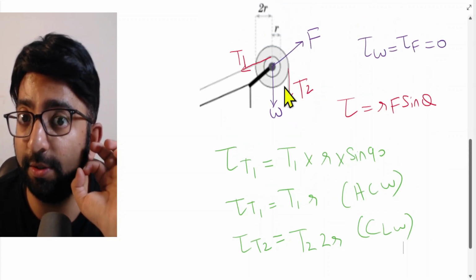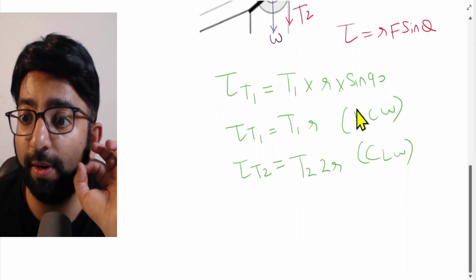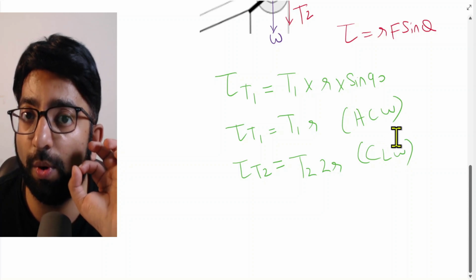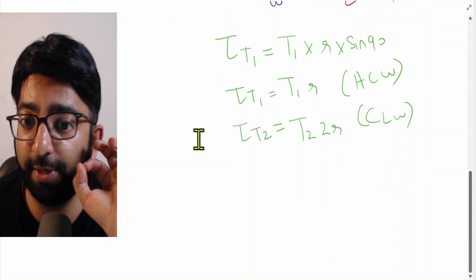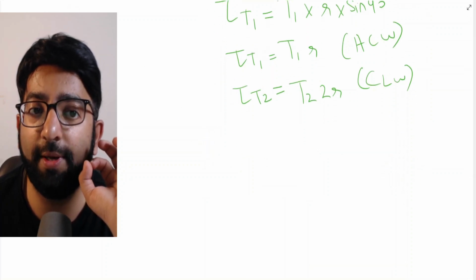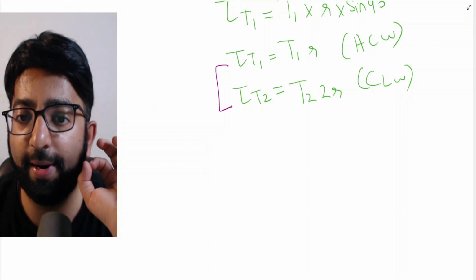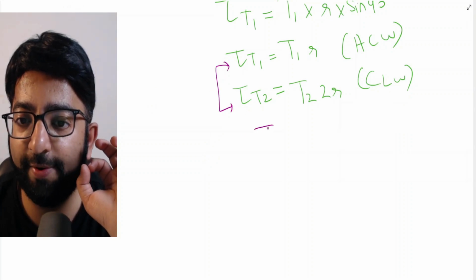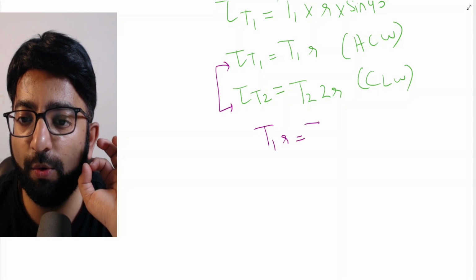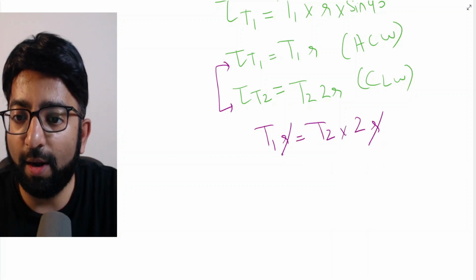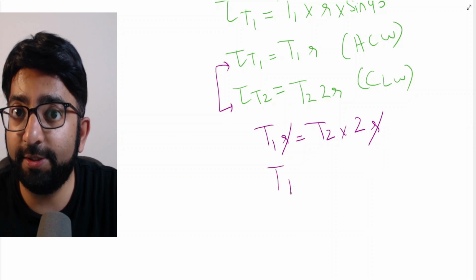Now, since the pulley is in rotational equilibrium, total anti-clockwise torque should be equal to the total clockwise torque. So these two torques are supposed to be equal to each other. Let's equate these two expressions. We will get T1 R equals T2 multiplied by 2R. R will get cancelled out and we get the expression as T1 is equal to 2 times T2.